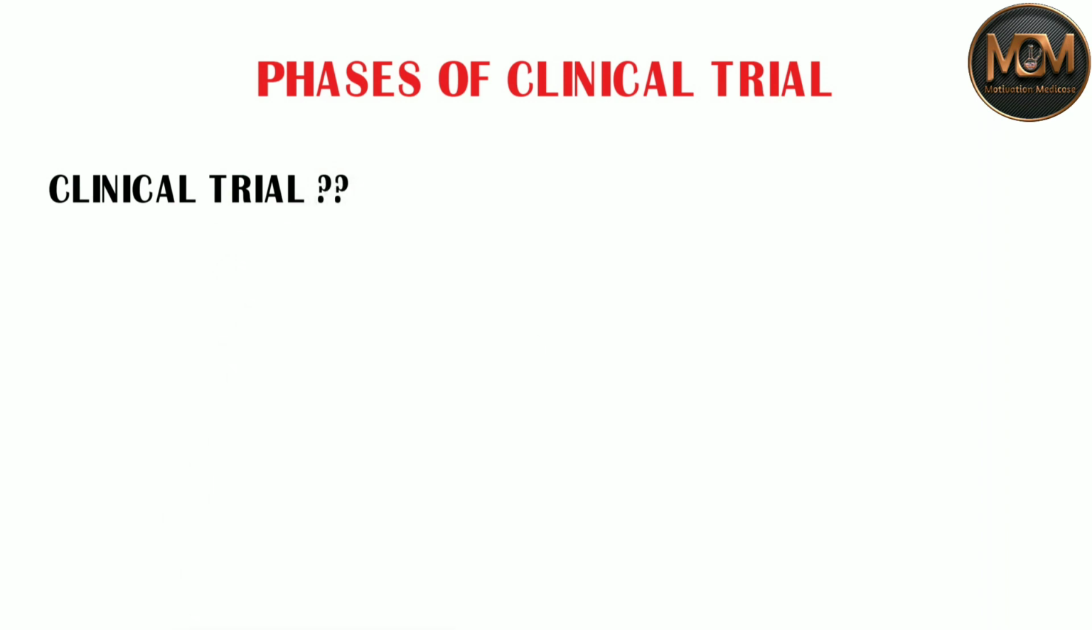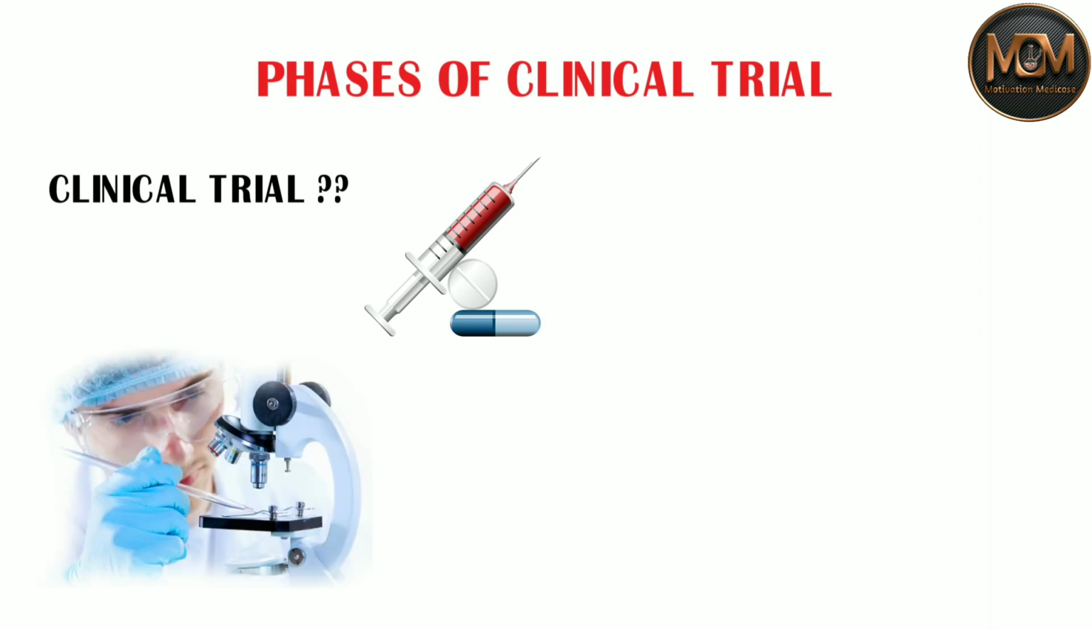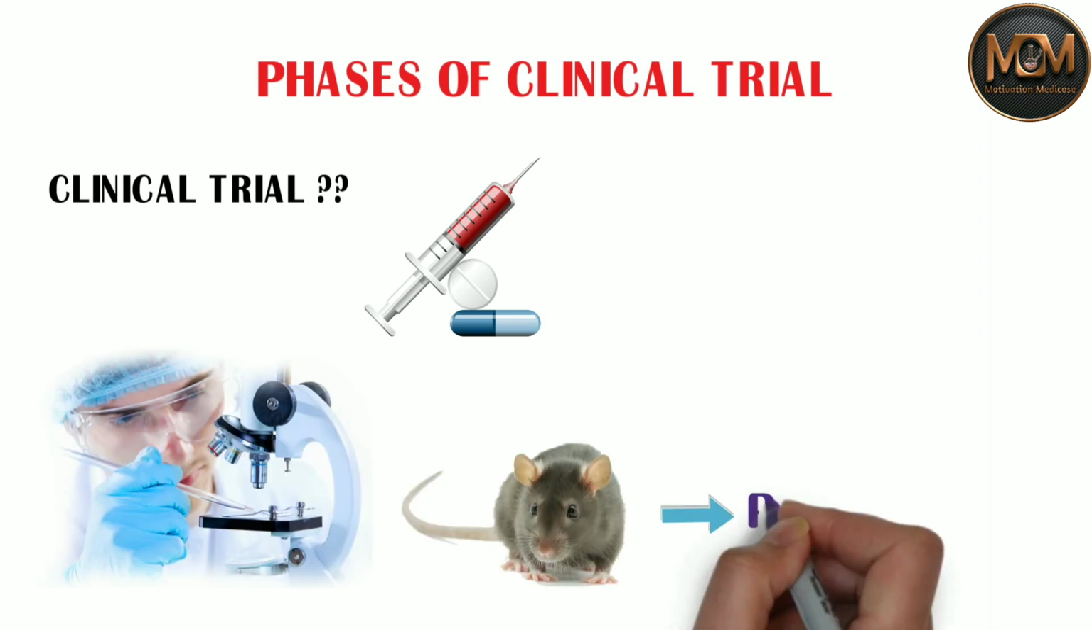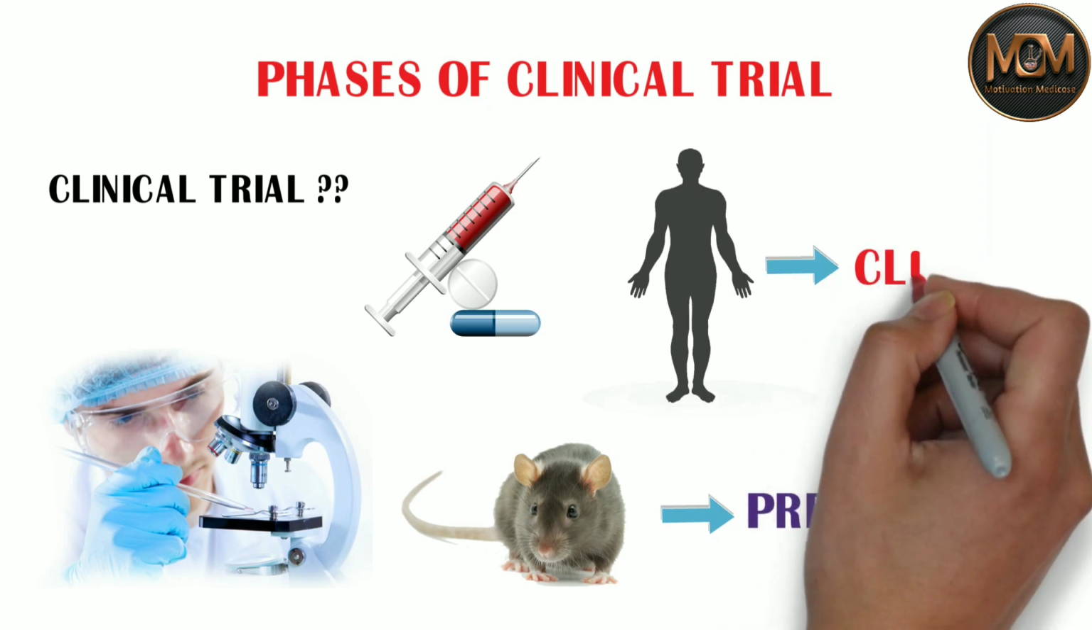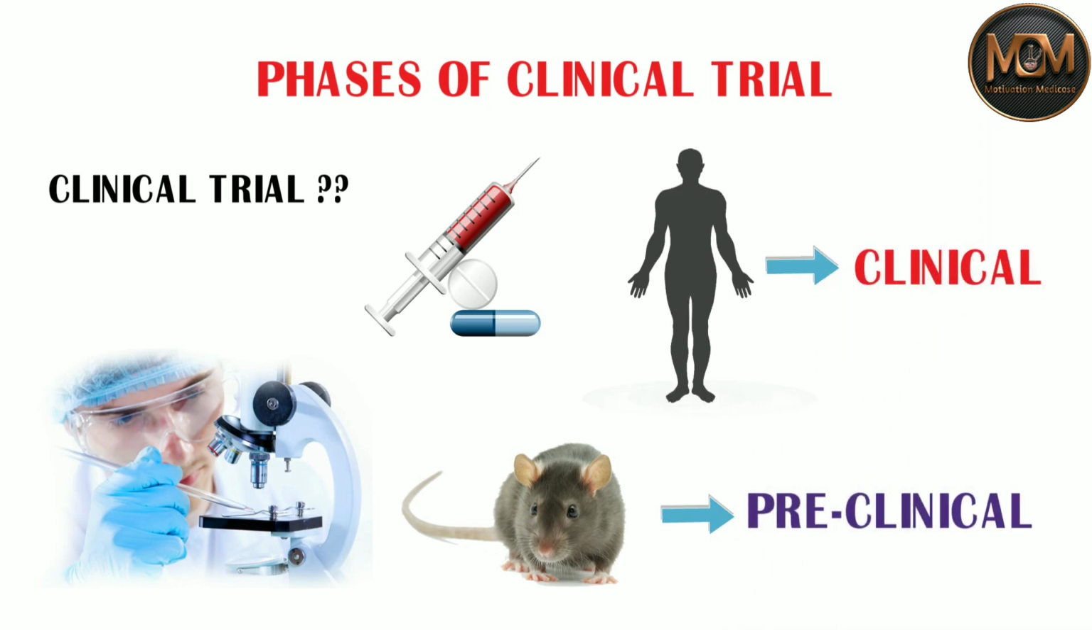So, the development of any medicinal product like vaccine or the drug involves lab studies, animal studies that is known as the preclinical studies, and the human studies that is the clinical studies. So, in this video, we are gonna talk about the different phases of clinical trial. So without wasting a time, let's get started.